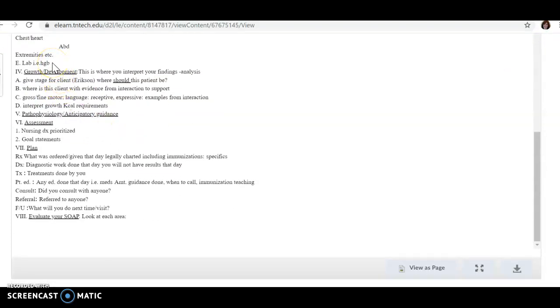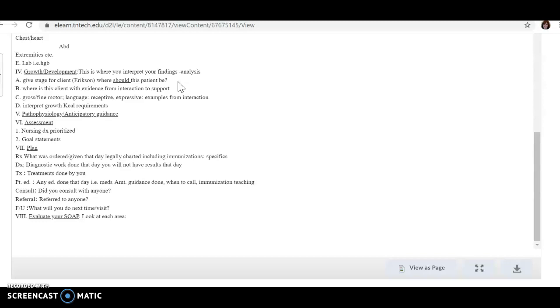Depending on your site, you may or may not have labs to report here, so if you do not, just put NA or none drawn. Under growth and development, we have some sections here that fall under that. The first one being Erikson's. You may remember that from your sophomore 2, junior 1 and 2, when you did the care plans.